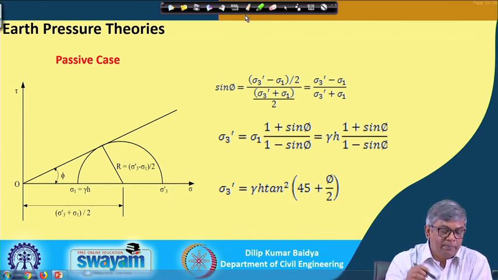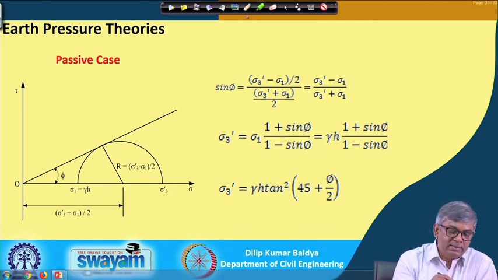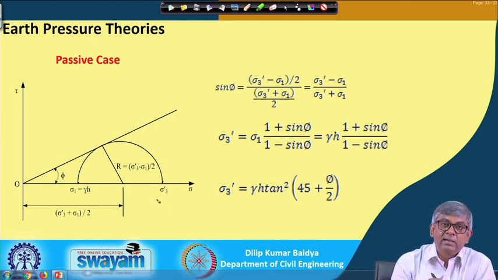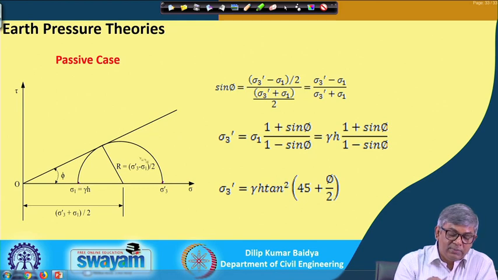You can see here, when it is the passive case, initially sigma 1 was here and sigma 3 becomes here. Now, sigma 3 is the major principal stress. So, sigma 3 is the lateral passive earth pressure, and it is big. Initially sigma 1 was here and it was increasing, and when it reaches the maximum, that becomes the passive pressure. So, this is sigma 1 and this is sigma 3.